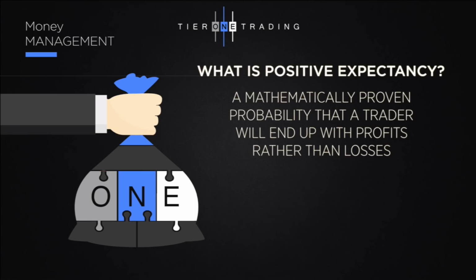So what is positive expectancy? Because that's what we need. We need positive expectancy. It's the first thing we're looking for in our system. What is that? Well, simply put, positive expectancy is a mathematically proven probability that a trader will end up with a profit over a loss. And that is it. So no fluff, no kind of finger in the air type stuff. This is a mathematically proven formula.